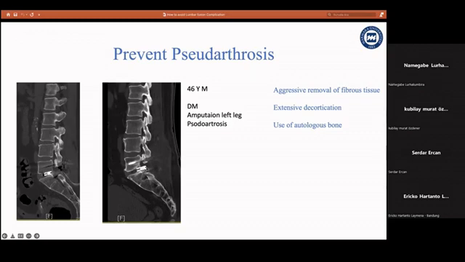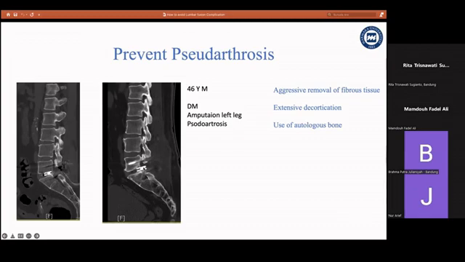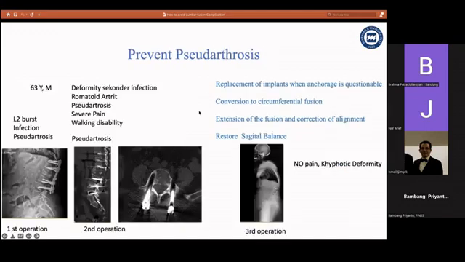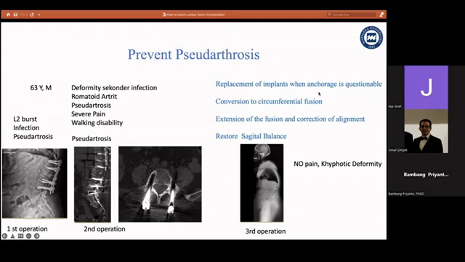this is a titanium cage. Sometimes we use an interbody cage, which is fully metal, but we need to use autologous graft inside. If we use only this cage without any autologous graft, sometimes we can't achieve fusion. This is very simple, but we need to be careful using these devices. Other ways to prevent pseudoarthrosis: replacement of implants when encouraged is questionable, conversion to circumferential fusion, extension of fusion, correction of alignment, and restoring sagittal balance.